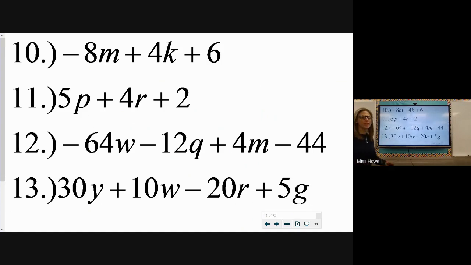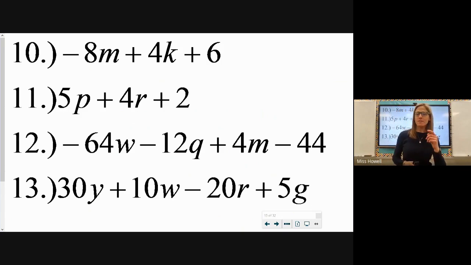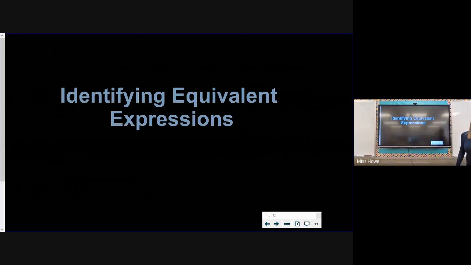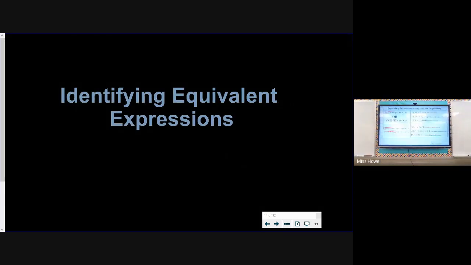All right, so our goal for today is, if I'm given different expressions, either variable or numerical, can I find the ones that match in value, and can I find ones that don't match, or what are called not equivalent? So which ones are equivalent to each other and which ones are not equivalent. So flipping to our next available page, identifying equivalent expressions.